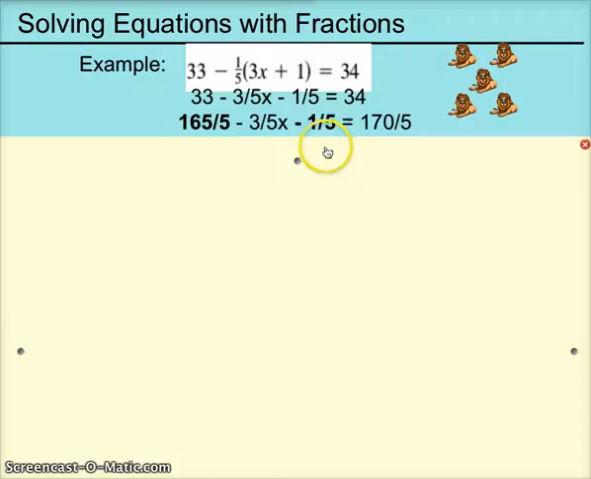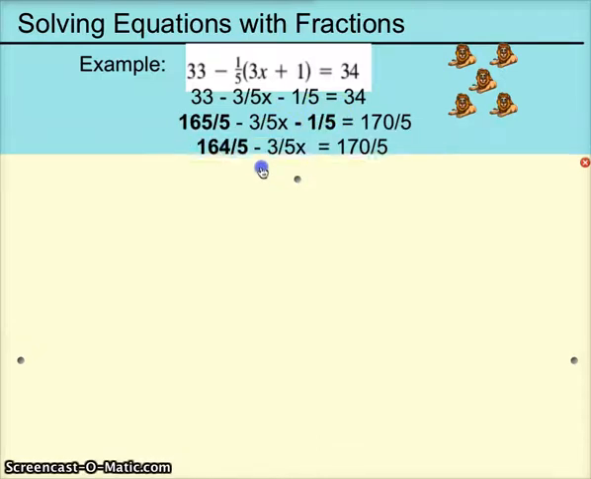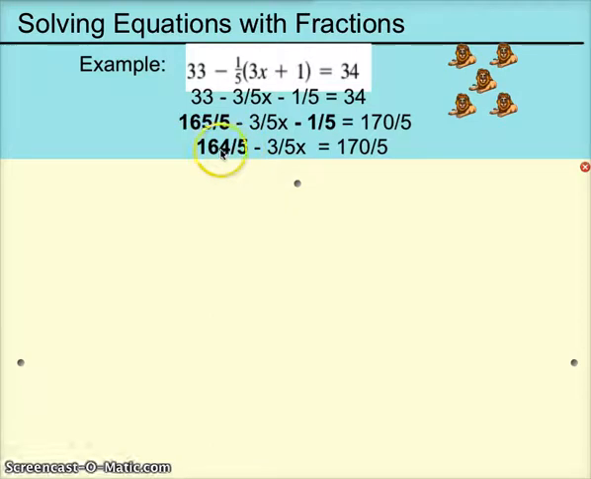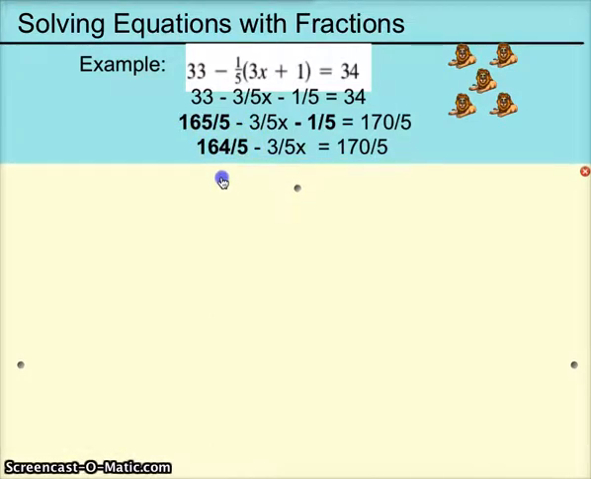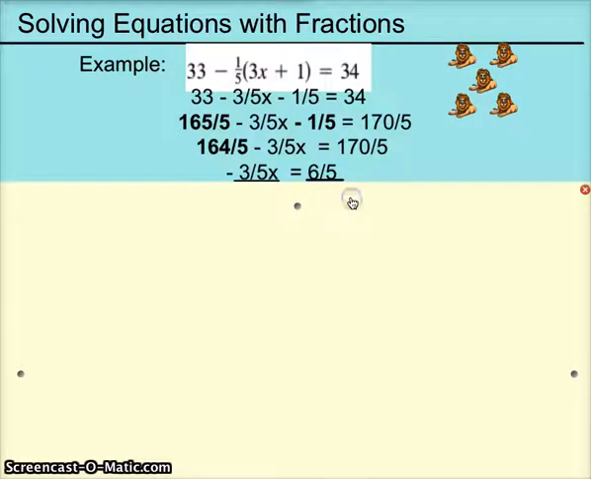165 over 5 minus 1 over 5 gives me 164 over 5. I still have my minus 3/5 x equals 170 over 5. Now I want to get rid of the 164 over 5, so because it's positive, I'm going to subtract it on both sides, and 170 over 5 minus 164 over 5 gives me 6 over 5.